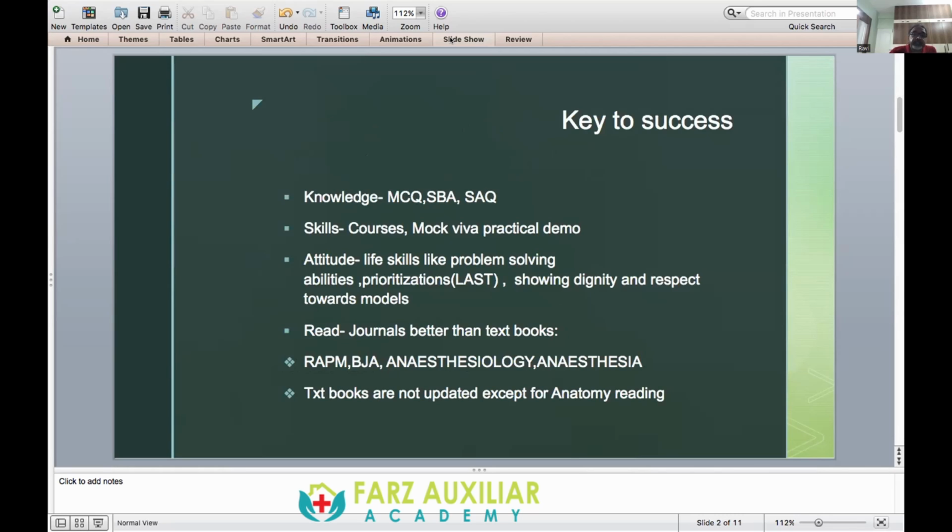So the key to success is, we have already tested all the candidates on knowledge by MCQs and SBA. That is part 1 of the examination. Some boards also do short answer questions. You already have quite a good amount of knowledge because you passed those written exams. The skills also, you have done a lot of courses, mock viva and practical demonstrations. You can do these in a lot of organizations, and I will come to it in a later slide. The other key to success, which is very important, is knowledge, skills, and attitude.